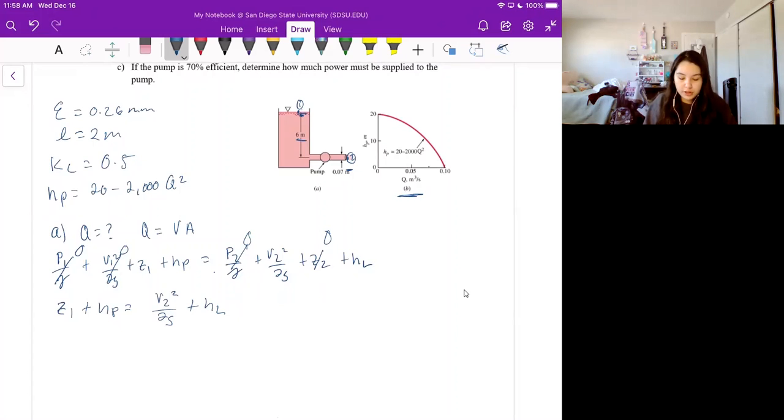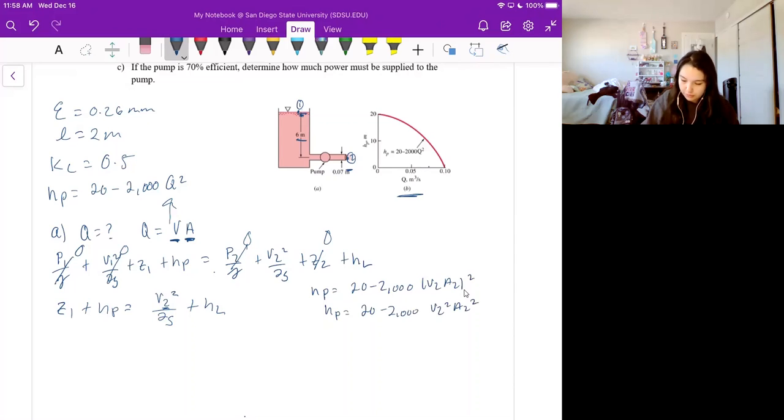So looking here, we're going to solve in terms of V2 because we know that Q is V times A. That means we can plug this equation back into here. So we know that head rise is equal to 20 minus 2,000 times V2 A2 squared, which means head rise is going to equal 20 minus 2,000 V2 squared A2 squared. And that can be substituted back into here.